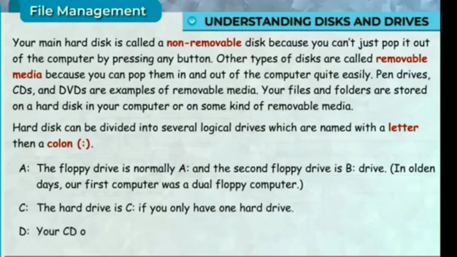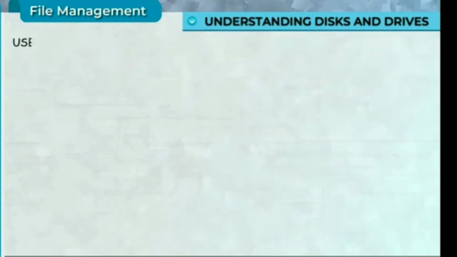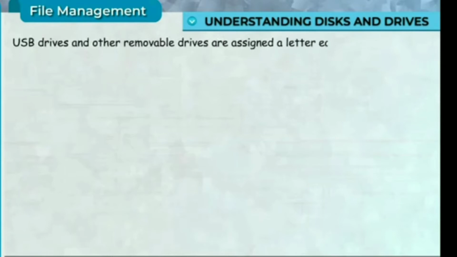D: Your CD or DVD drive uses the next letter after all of your hard drives, so it will be D if you only have one hard disk. USB drives and other removable drives are assigned a letter each when they are connected.